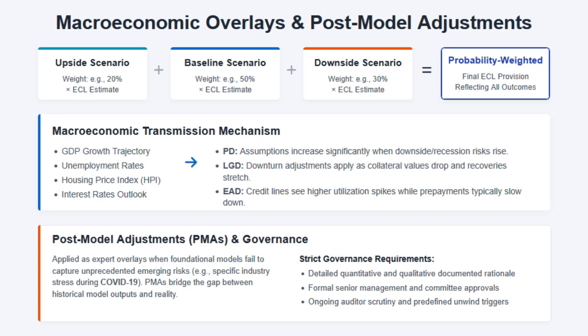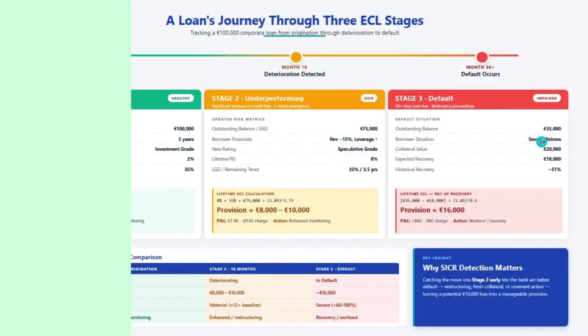Finally, banks also apply post-model adjustments, commonly known as PMAs or overlays, when models don't fully capture emerging risk. During COVID-19, for example, some industries weren't adequately captured by the historical models, so banks applied overlays. These adjustments need rigorous governance because they are subjective, and auditors and regulators scrutinize them, watching them very closely.